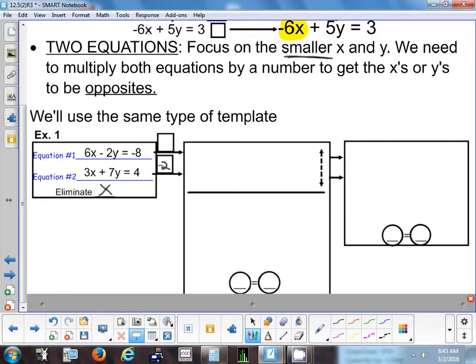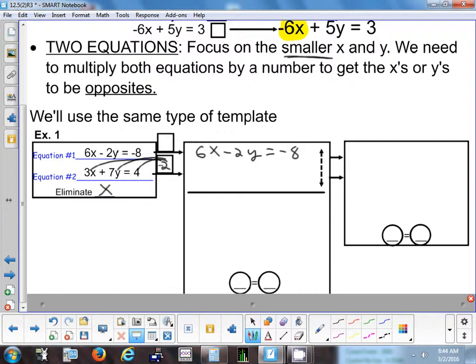Okay, so what happens to this top equation? Anyone else tell me what's going to happen to the top equation? Karen? Yeah, it stays the same. Okay, so just copy it over. Now the bottom equation, we're going to multiply everything. Okay, and when Mr. Roy and I say everything, there's always three things. Don't forget one of them.